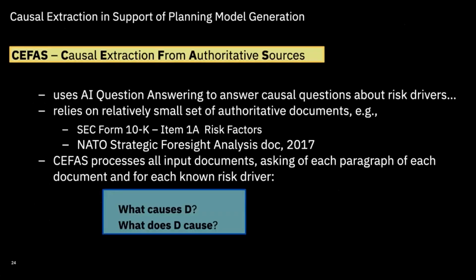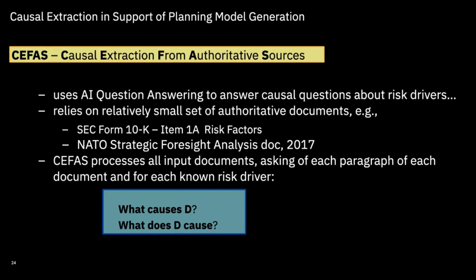For causal extraction in support of planning model generation, we had a few options. For SPA, we created CFAS, causal extraction from authoritative sources. CFAS uses AI question answering to answer causal questions about risk drivers. It relies on relatively a small set of authoritative documents, for example, US Securities and Exchange Commission's Form 10K, each of which is a comprehensive report filed annually by public companies about their financial performance. Especially item 1A, risk factors, providing detailed coverage of company and industry financial risk.